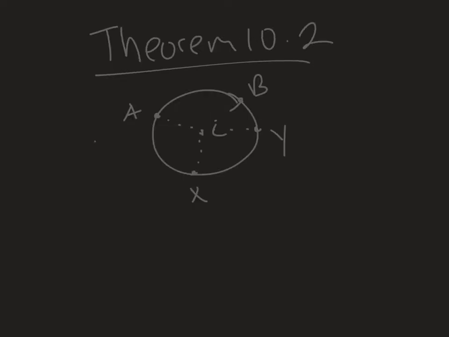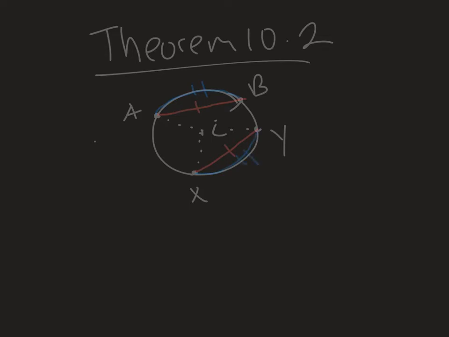Let's start with theorem 10.2. What theorem 10.2 says is that in the same circle or congruent circles, two minor arcs are congruent if and only if their corresponding chords are congruent. In other words, if I look at this circle, and it's the same circle, if I look at chord AB and chord XY, what this theorem is saying is that if these two chords are the same length, then their corresponding arcs, so in this case arc AB, must be the same as arc XY.